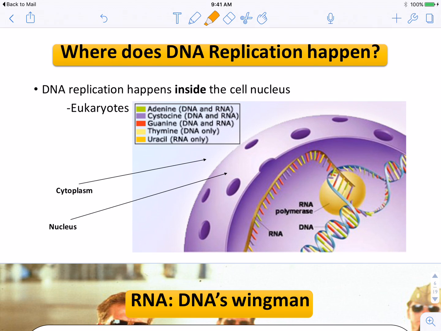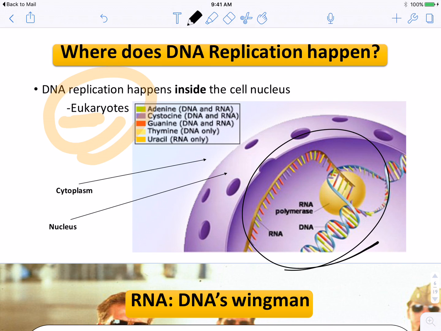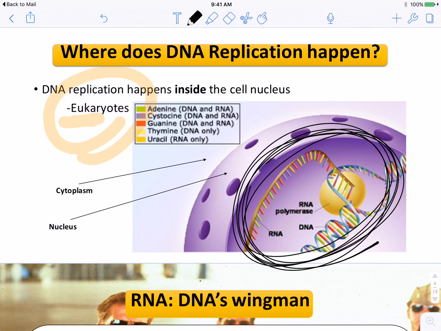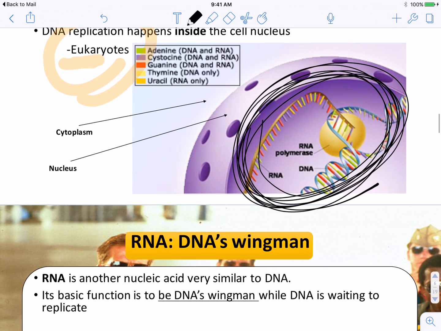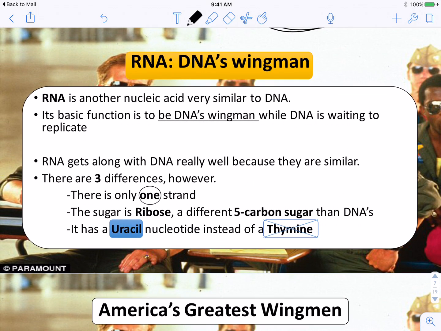You need to remember that you are made out of eukaryotic cells, which means that they have a true nucleus. The nucleus is there. And that DNA, since it's in the nucleus, the replication happens inside the nucleus. All right, tying this into our skit.